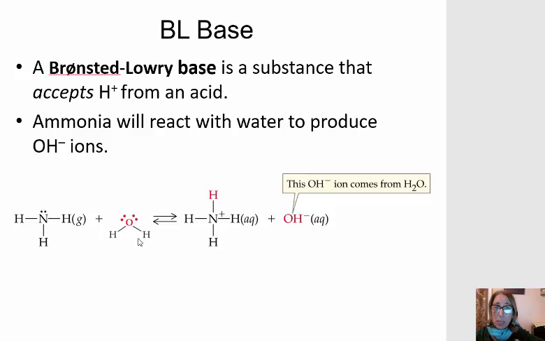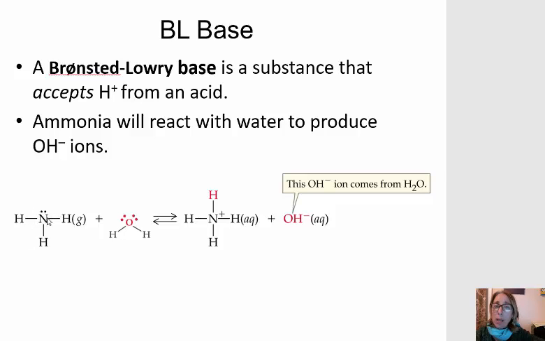Water is happy to donate a proton to a base, and when it donates a proton, it gives up a hydrogen with a positive charge, so that hydrogen has no electrons. The electrons stay behind and stay on the oxygen, and once water loses a proton, it always forms OH-, which is known as hydroxide. So on the left-hand side, we see ammonia, which has a lone pair on that nitrogen.